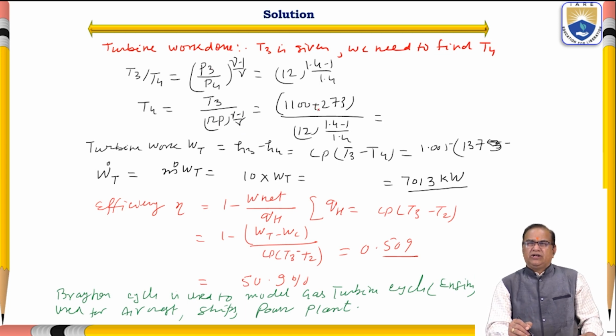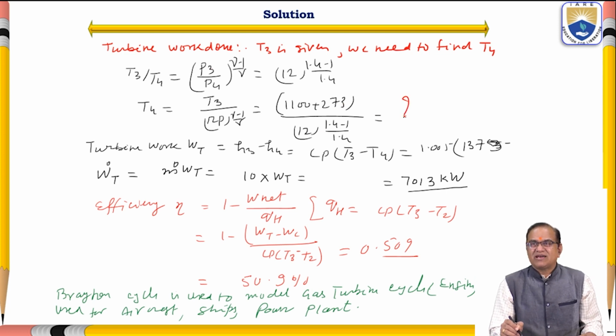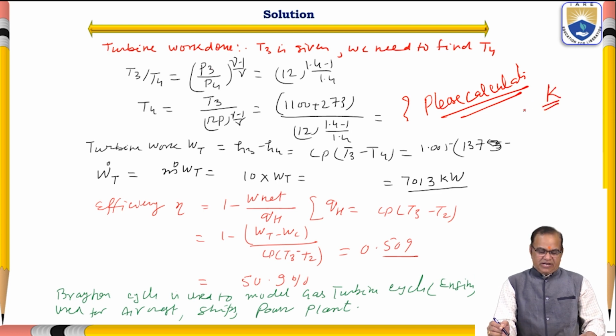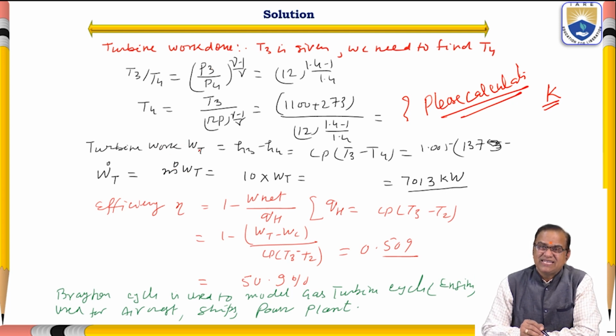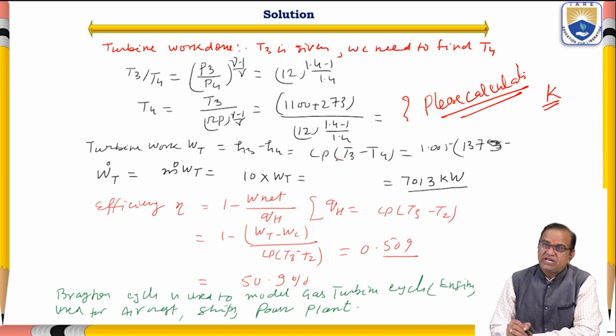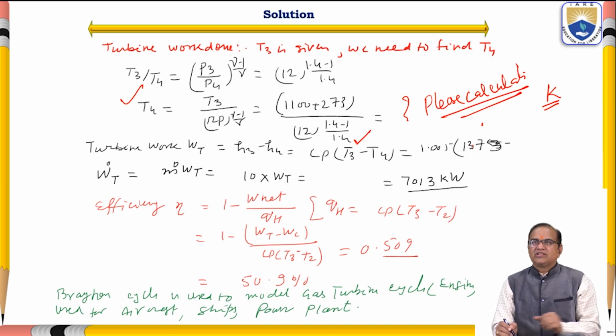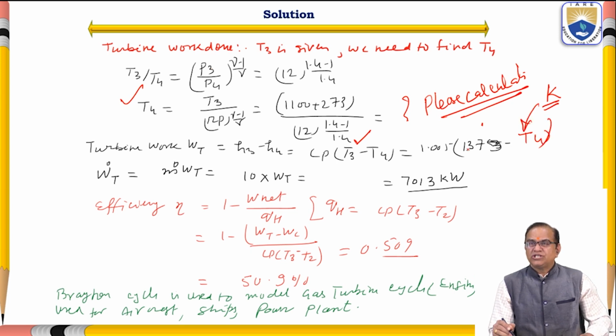So here, 1373 divided by this, you will get some value. Please calculate it yourself. You will get some value in Kelvin. Okay. Now turbine work. What is the turbine work? We can see that it is H3 minus H4, that is Cp (T3 minus T4). So we know this, and we have got this here. Cp is equal to 1.005, times 1373 minus T4, which we have got from here. You put the value and you will get some value here.